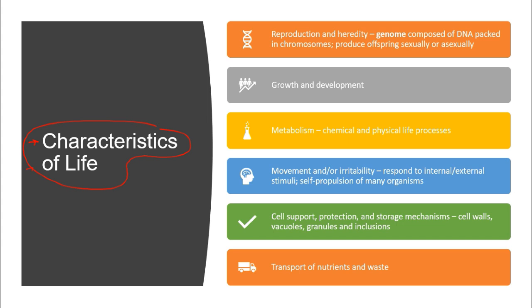Movement or motility, like a cell moving from one location to another. The motility can be in terms of finding food, or in terms of occupying a new niche, or for survival. Now the motility depends upon signaling, which can come internally or can originate externally. Cells support protection and storage mechanisms like the cell wall, vacuoles, granules and inclusions, and also transport of nutrients and wastes in and out of the cell.